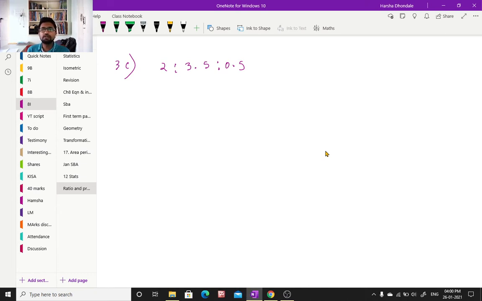Okay, I have to eliminate the decimal. So I have 3.5 over here, one decimal place, and I have 0.5, one decimal place. So I'll multiply all the three with 10. 2 into 10 gives me 20, 3.5 into 10 gives me 35, and 0.5 into 10 gives me 5. Done. Now can I simplify this further? Yes, I can divide all of them by 5. 5 fours are 20, 5 sevens are 35, 5 ones are 5. Can I simplify this further? No, not at all, because I already have 1 over here. So that's it. This is the simplest form.